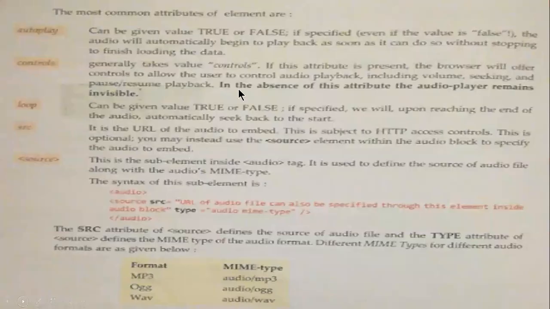Let us see next slide. These are the details of attributes. First is autoplay. So it has two values, true or false.